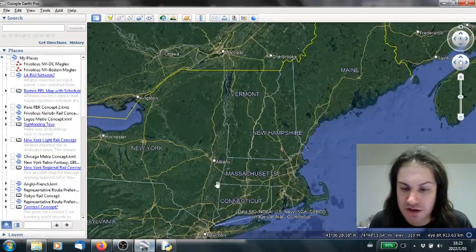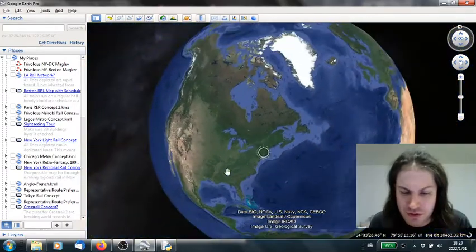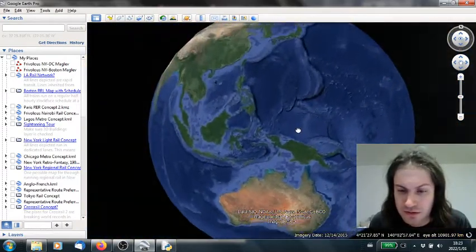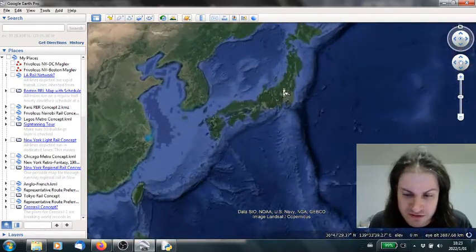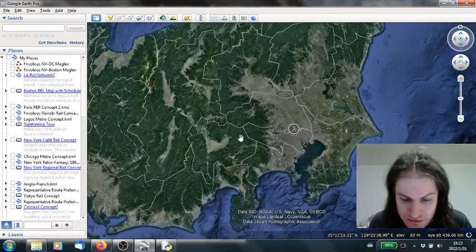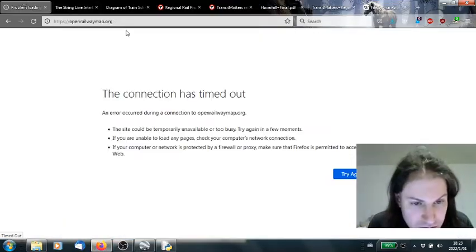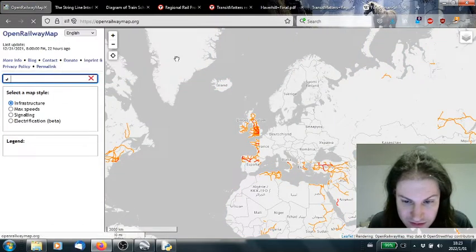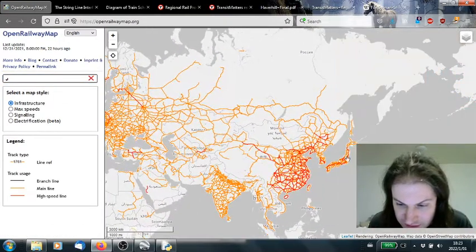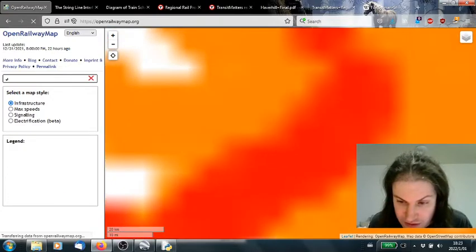So the Shonan Shinjuku line. You may have heard about the Yamanote line in Tokyo, the ring line. Let me see if I can find it. Google Earth will show it to me, or OpenRailwayMap, if it decides that loading is within its dignity.